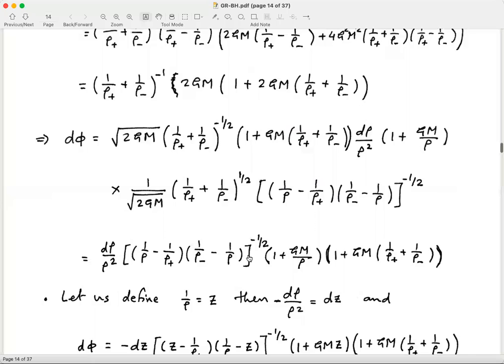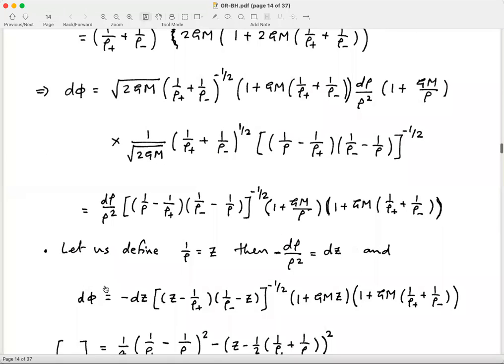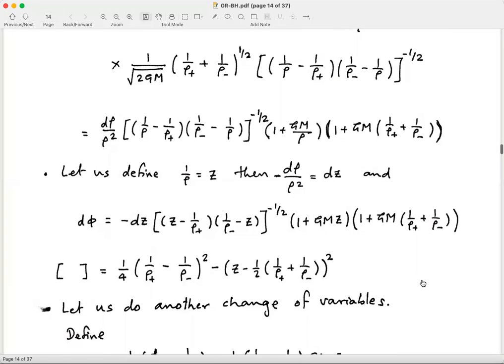So what we can do is write 1 over rho equal to z, and if you do that, then d rho upon rho squared is just minus dz. You can make this expression look simpler by doing something like this. This quantity, 1 plus gm by rho, would become 1 plus gm times z. The rest are all just constants; we don't even need to worry about them.